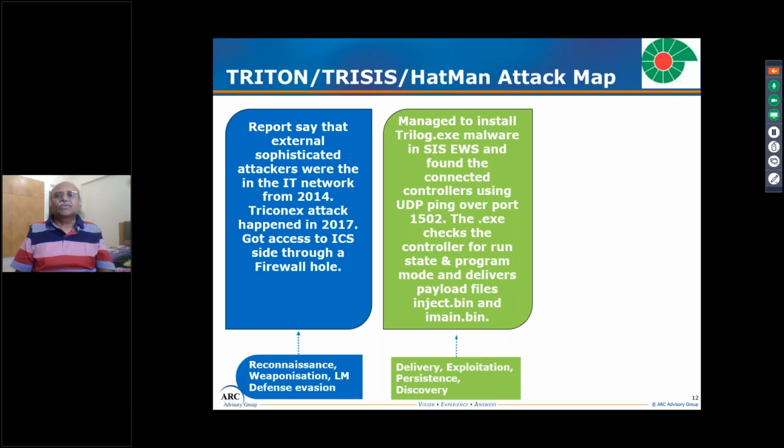They managed to install Triglog execute malware in the ICS EWS, which is the workstation, and found connected controllers using UDP ping over port 1202.